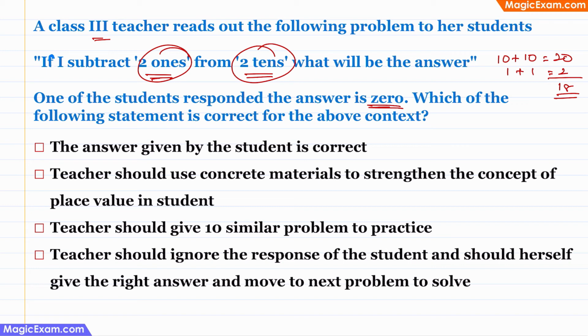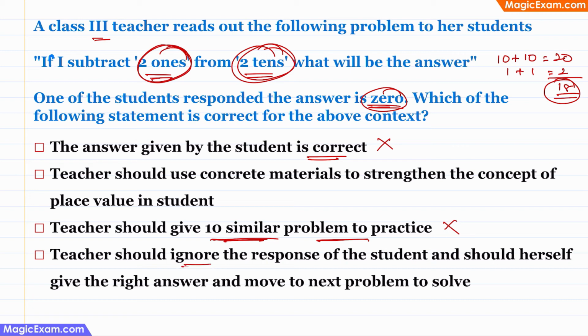Now the first one is: the answer given by the student is correct. Now the answer should be 18. The student mentioned 0. So this is not a correct statement. Next, teacher should give 10 similar problems to practice. So here the problem is that children have not understood the concept of 2 ones and 2 tens, right? There is a confusion about the place value and face value of numbers. So if the teacher gives 10 similar problems to practice, then they will keep repeating the same mistake. By making them practice without actually clearing their doubt or clarifying the concept of place value and face value, if you give them more problems, they will keep repeating the same mistake. So this cannot be an answer.